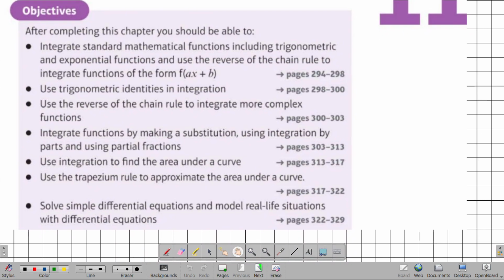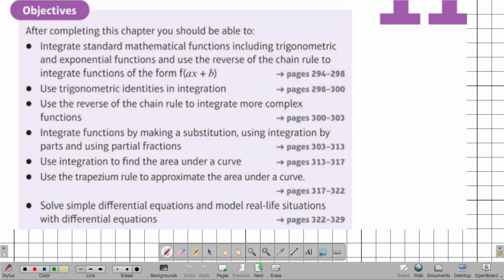So we are going to look at most of the stuff that says you should be able to integrate standard mathematical functions including trig and exponential functions, and be able to use the reverse chain rule to integrate functions of the form f of ax plus b. I think they're just saying here that the integral of f prime of ax plus b dx should be equal to 1 over a f of ax plus b. So you can actually treat it as a formula as well.